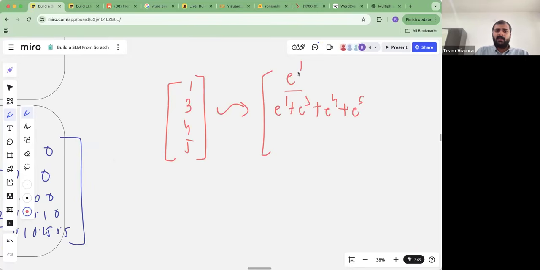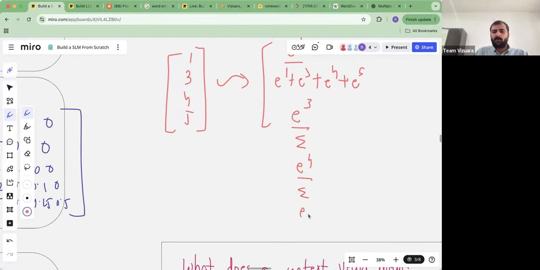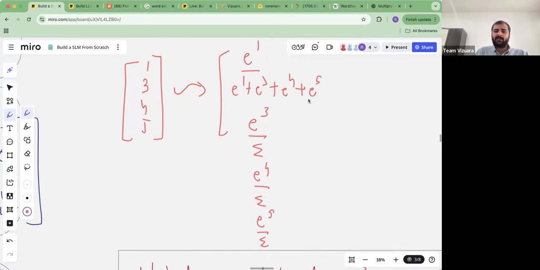So the first value will be e raised to 1 divided by e raised to 1 plus e raised to 3 plus e raised to 4 plus e raised to 5. The second value will be e raised to 3 divided by the summation. The third value will be e raised to 4 divided by the summation, and the fourth value will be e raised to 5 divided by the summation.